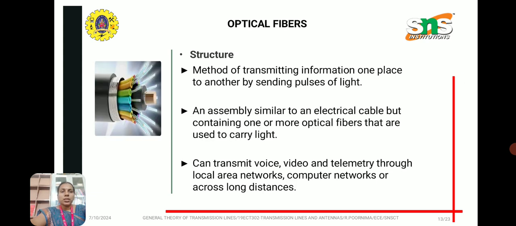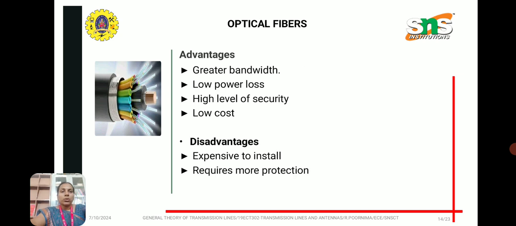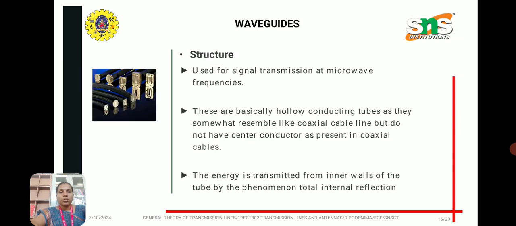Next is optical fibers. It is a method of transmitting information from one place to another by sending a light signal. The assembly is similar to an electrical cable but contains one or more optical fibers which are used to carry the light. It can transmit voice, video and telemetry through local area networks, computer networks and for long distances. Advantages of optical fibers: greater bandwidth, low power loss, and a high level of security because of transmitting the light signal, and low cost. Disadvantages: expensive to install and requires more protection.